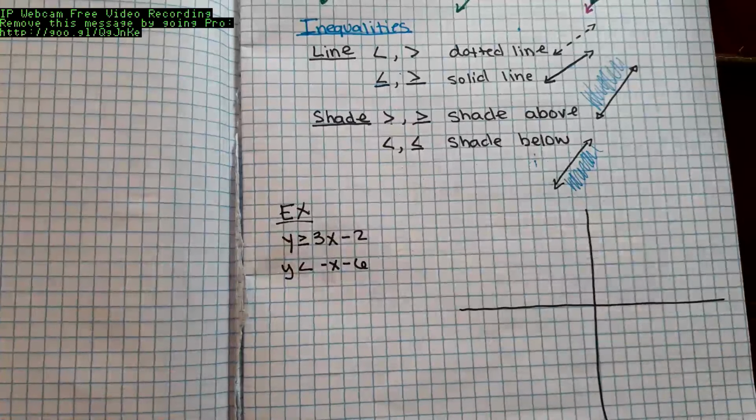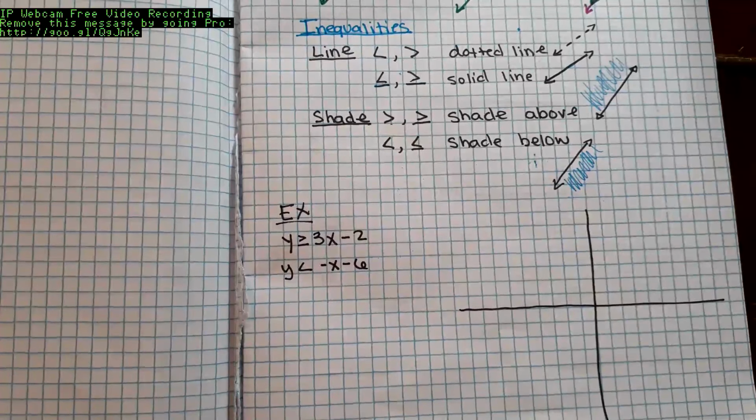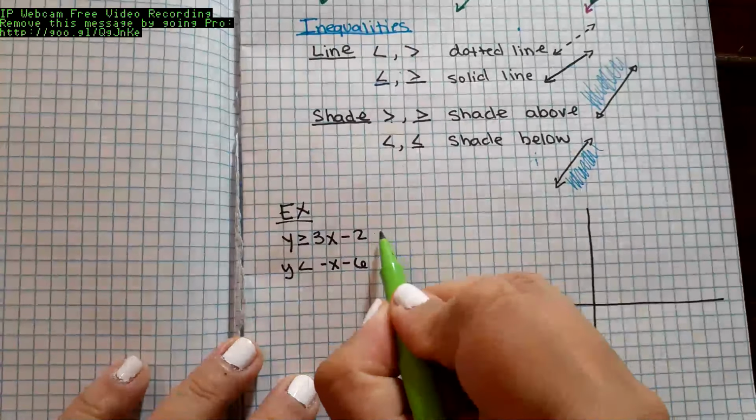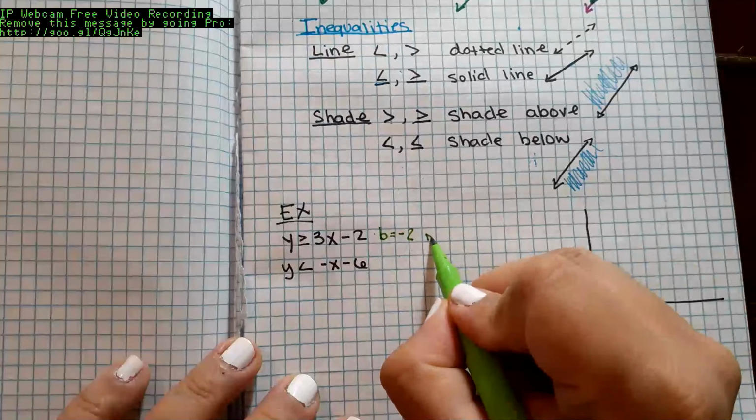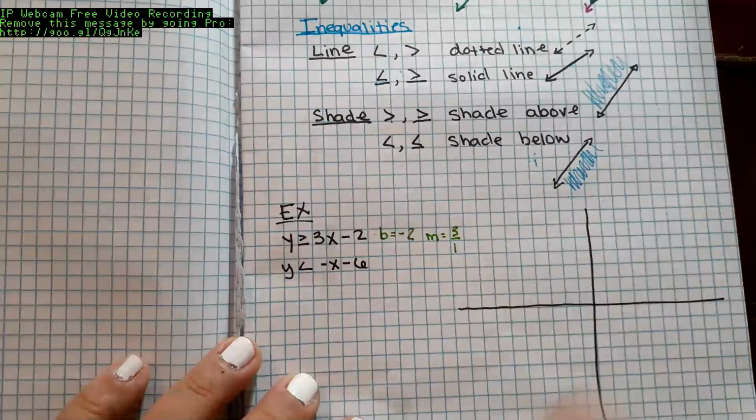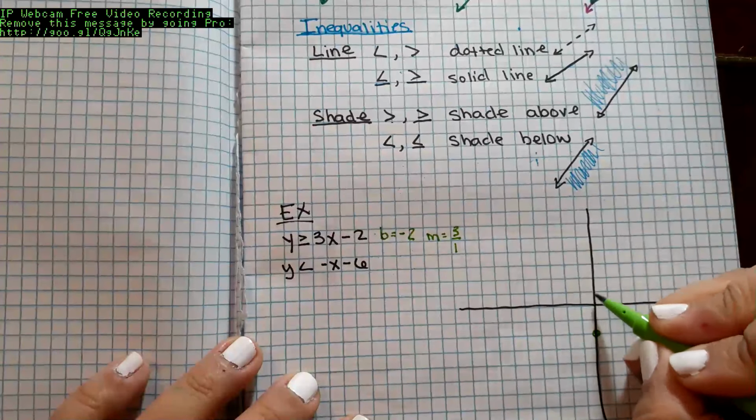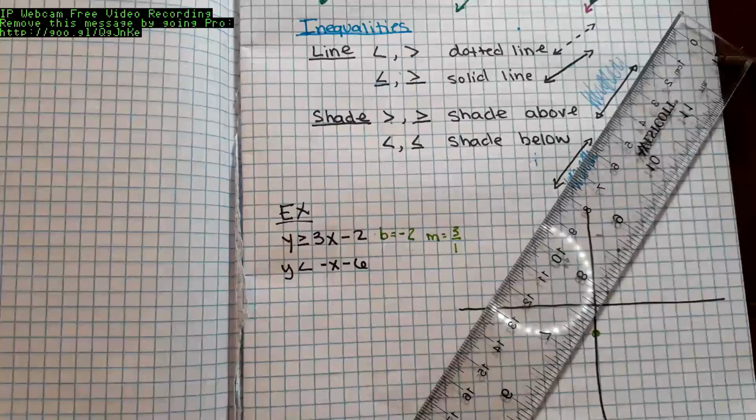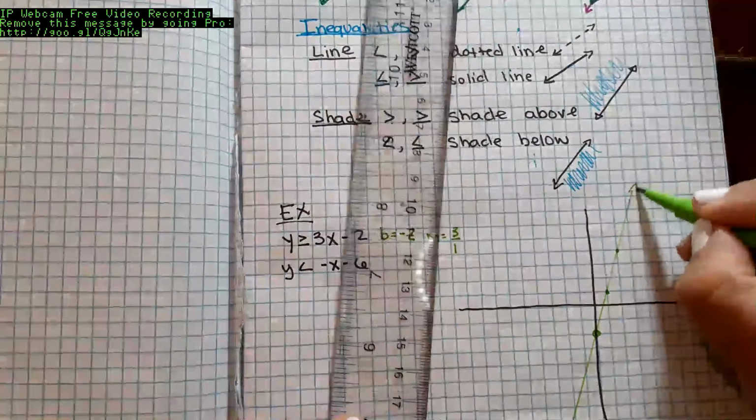We'll do an example so that we can see. Right here, we're given two inequalities. The first thing we're going to do is graph them like we would any other line. First I'm going to start with this one. I'm going to start with my y-intercept, which is -2, and I'm going to follow my slope, which is 3/1. So I'm going to start down here at -2, and I'm going to rise 3/1, rise 3/1. Now I'm going to connect my dots, and I have my line.